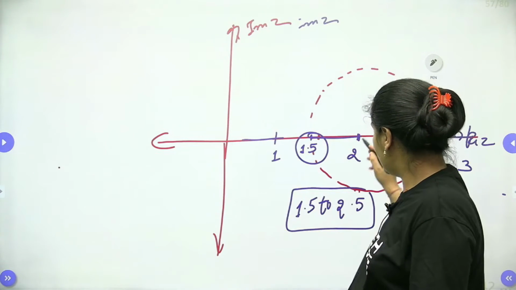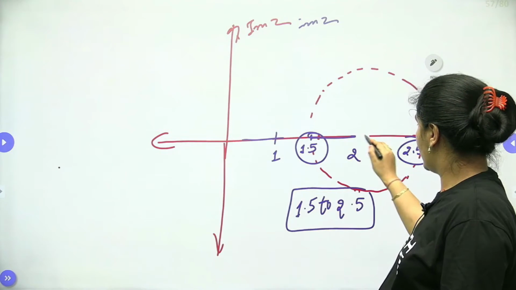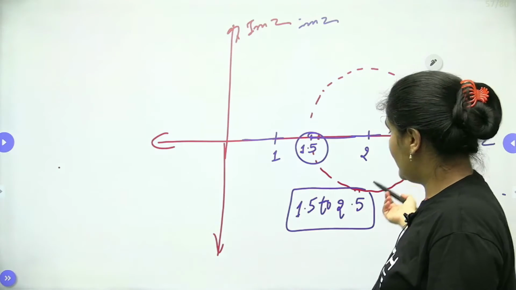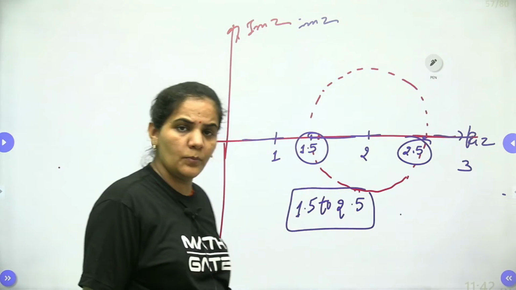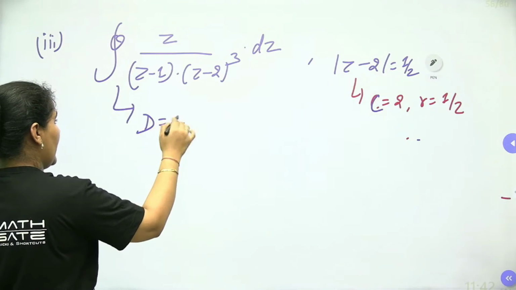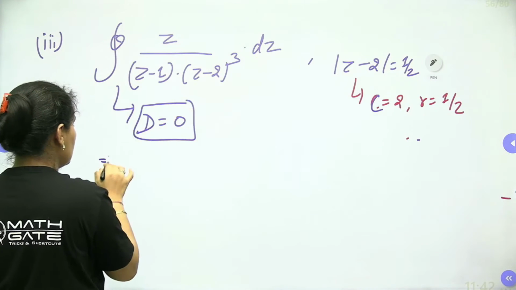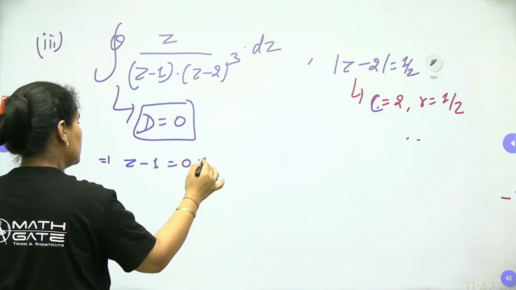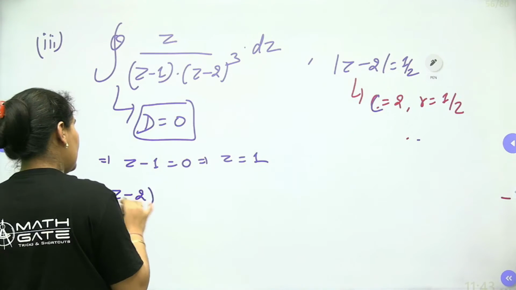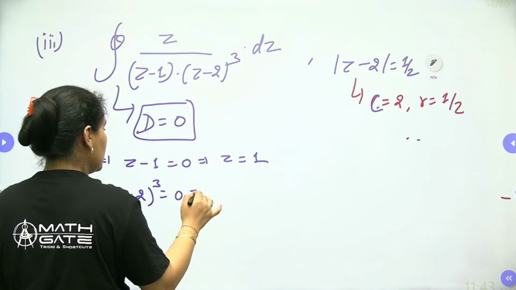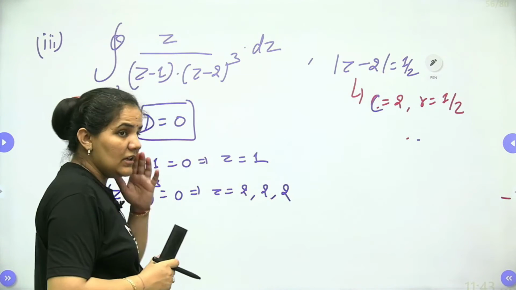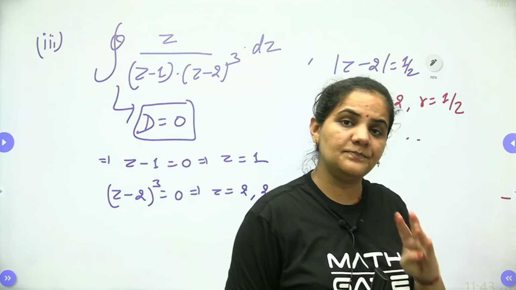Here, the center is 2 and the radius is half, it's given in the question. So that's why we can say the range is 1.5 to 2.5. Now look here. We have to find the poles also, so the denominator is equal to 0. When we put z minus 1 equals 0, we have z equals 1. Again z minus 2 whole cube equals 0 means z equals 2, 2 and 2, right? So we have 4 poles here.